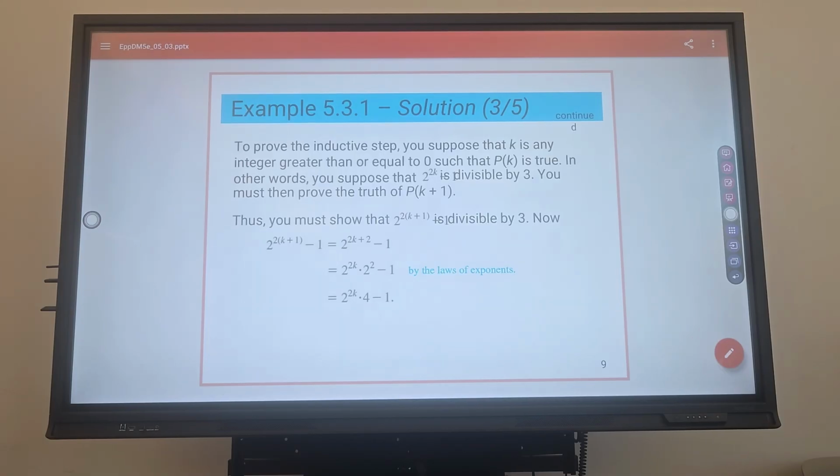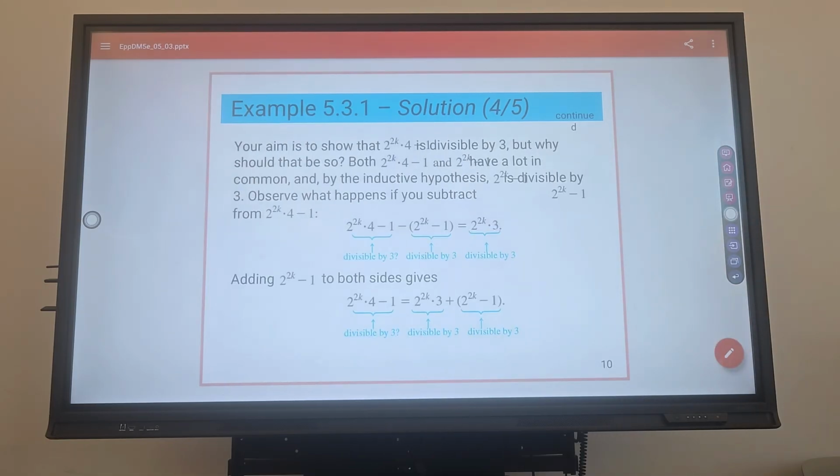Thus, you must show that 2 to the 2k plus 1 minus 1 is divisible by 3. Now, 2 to the 2k plus 1 is equal to 2 to the 2k times 2 to the second, minus 1, or 2 to the 2k times 4 minus 1. Your aim is to show that 2 to the 2k times 4 minus 1 is divisible by 3. But why would that be the case?